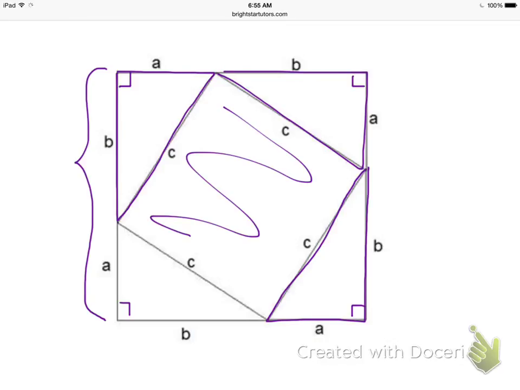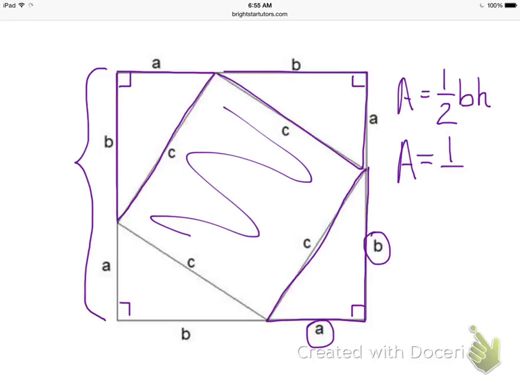So what is the area of one of these triangles? Well, if you remember, the area of a triangle is 1/2 the base times the height. For any of these triangles, we could call either of these the base. We could call this the base and this the height. And so we have 1/2 A times B. So the area of one of those triangles is 1/2 A times B.